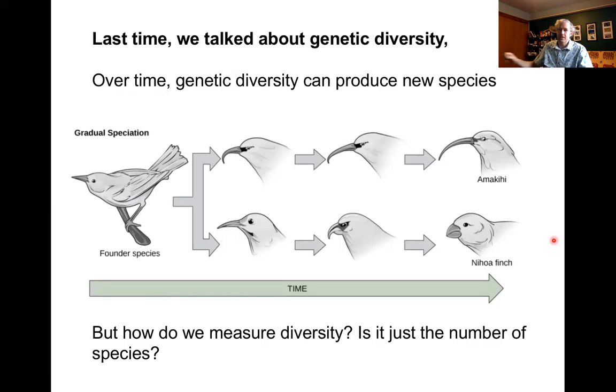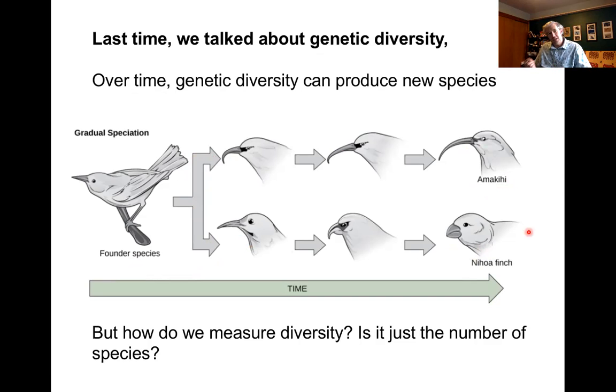One of the classic examples of this is finches. If we look at Darwin's finches, this is what the founder species looks like. Over time, they evolve to start to focus on different types of food. As a result, the species diverge away from each other. This is due to genetic change over time, and you end up with very, very different looking species, such as the Nihoa finch and the Amakahi. So over time, incremental change in genetics can lead to the formation of new species, and therefore we can have different numbers of species in different environments.